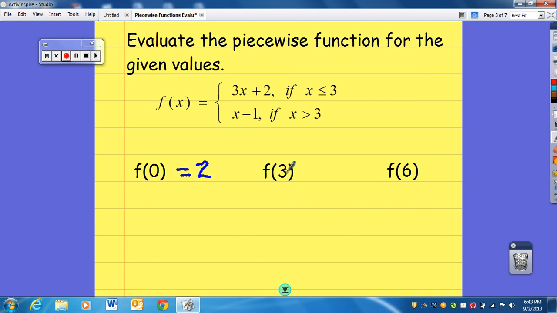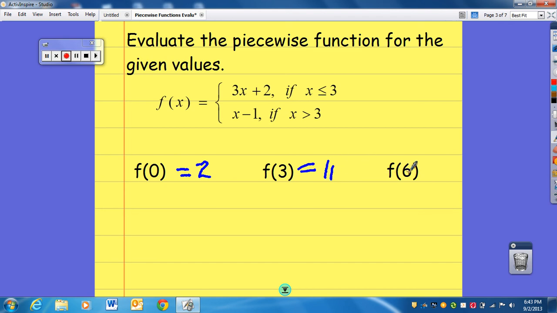Now I'm going to take the number 3, and I'm going to use that as my input. So again, looking at the first domain, x is less than or equal to 3, so since I'm going to use exactly the number 3, I'm going to plug that into that first equation. So 3 times 3 is 9, plus 2 means that that one is 11.